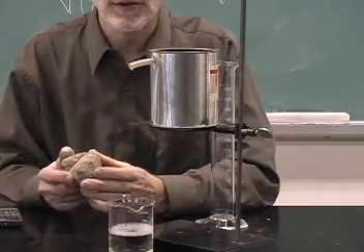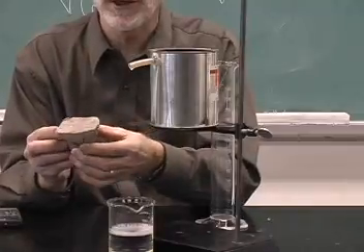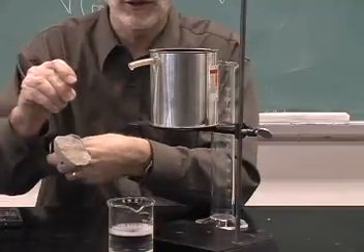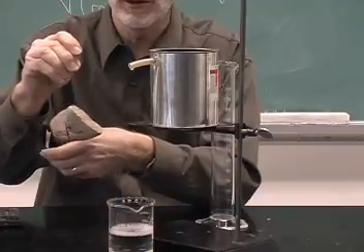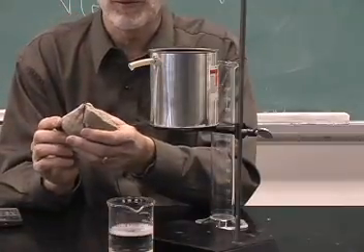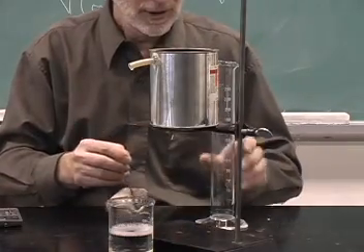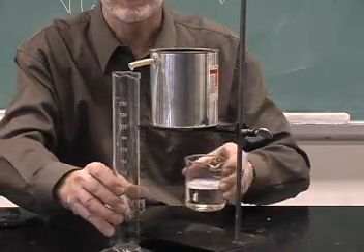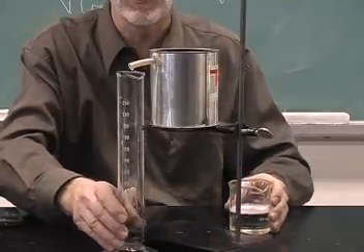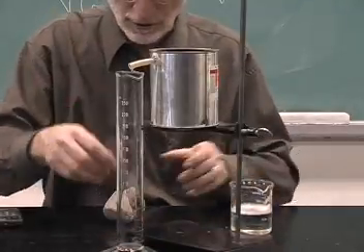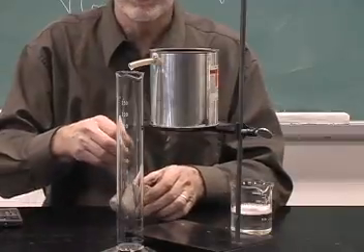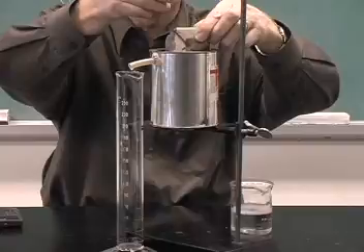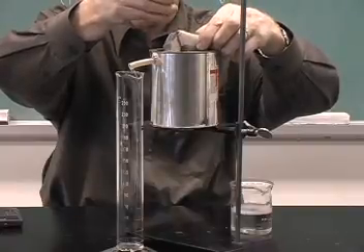Let's use this method now to determine the density of this rock. I've attached a string to the rock so I can lower it into the water gently. I've already determined the mass, and so I'm going to place under here a graduated cylinder, a 250 ml graduated cylinder, because I know that the volume is a little bit more than 100 milliliters. And so now we'll lower it into the can.